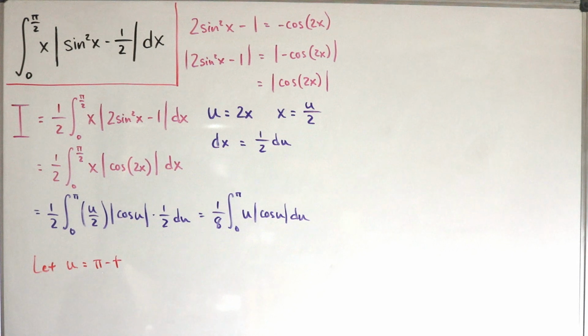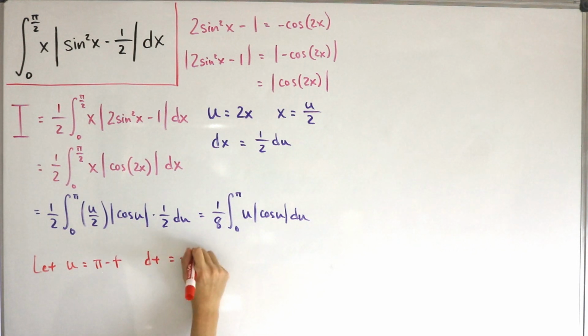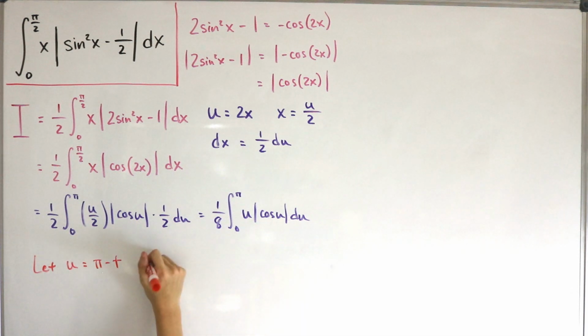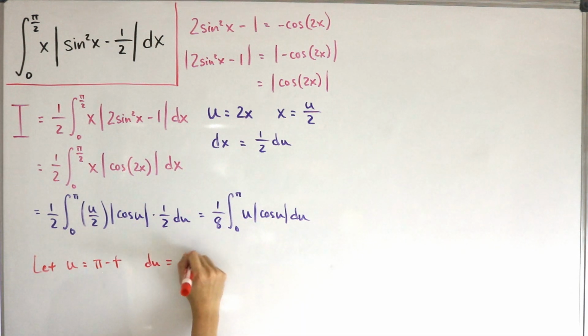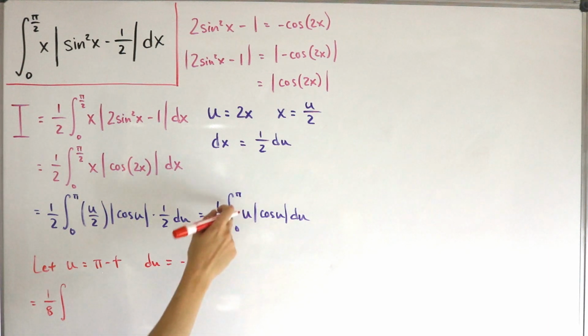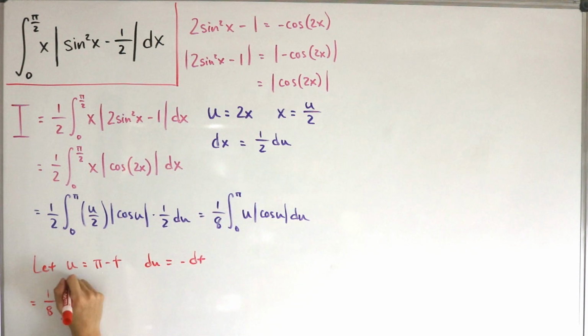Okay, so now to differentiate both sides, du is going to equal negative dt. And so with this, now we can perform our little substitution. So what we have now is, I is actually just going to be 1/8 and then multiply with our integral, so change the bounds. If I have pi for u, that means t is just going to be 0, and if I have 0, then that means on the bottom that's just going to be pi.